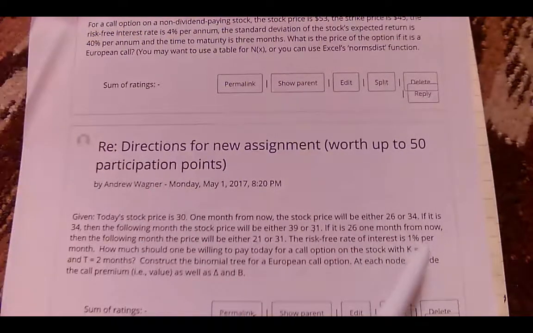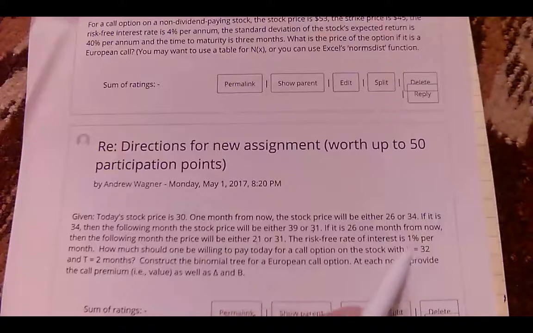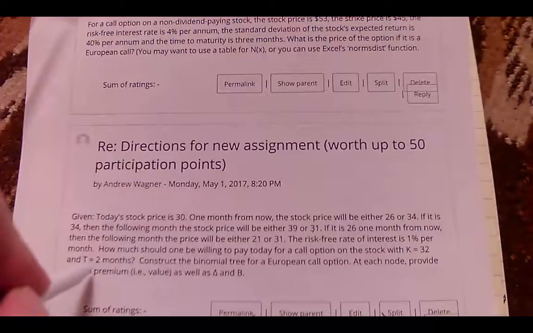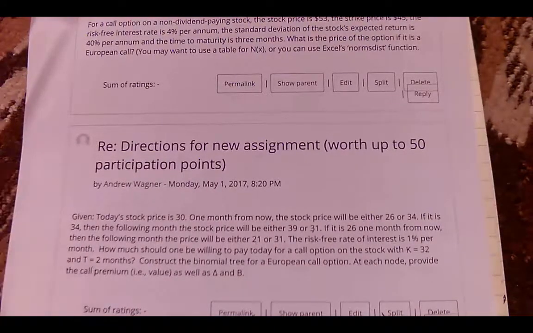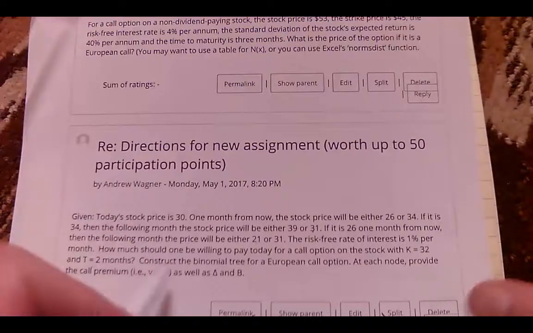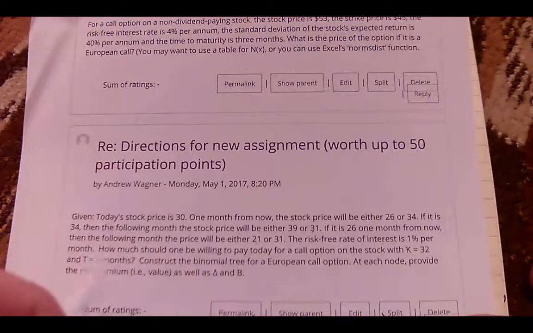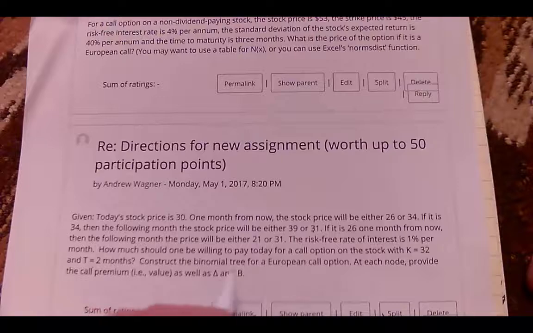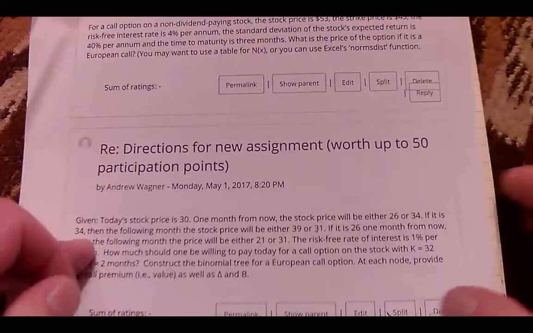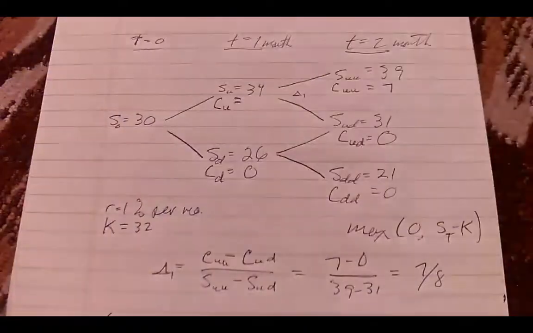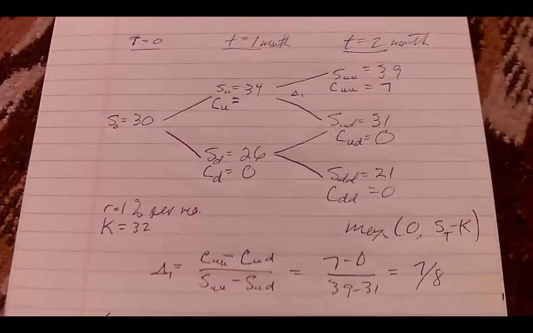The risk-free rate is 1% per month. How much should you be willing to pay for a call option with strike price of 32 and expiration 2 months? So it says construct the binomial tree and also make sure you show your calculations of delta and B at each node.